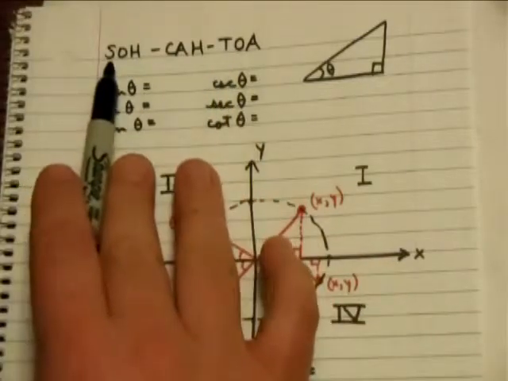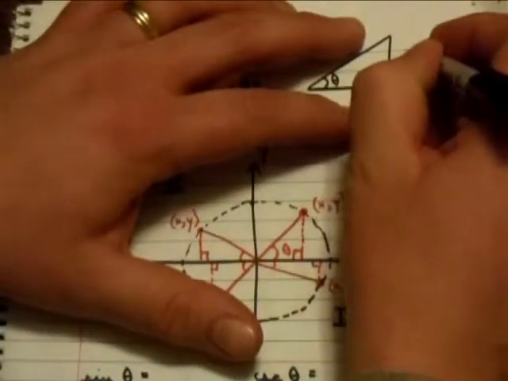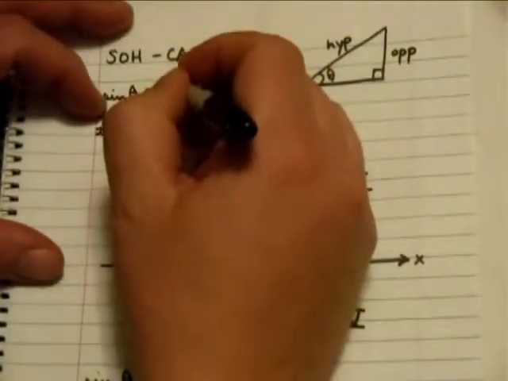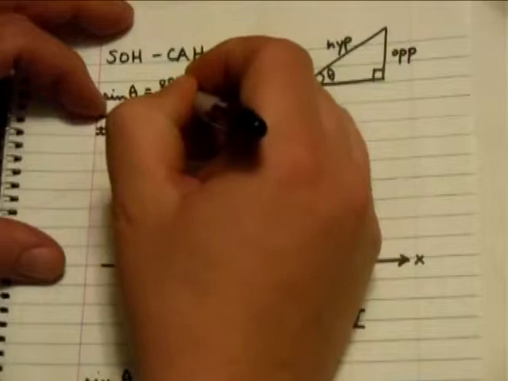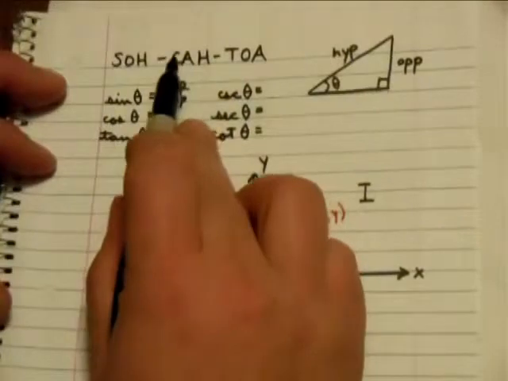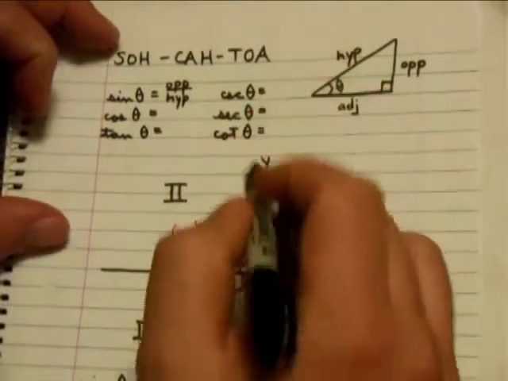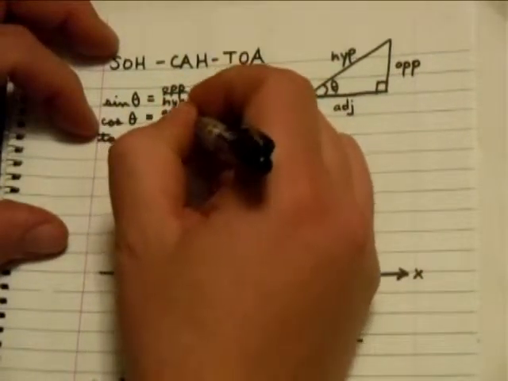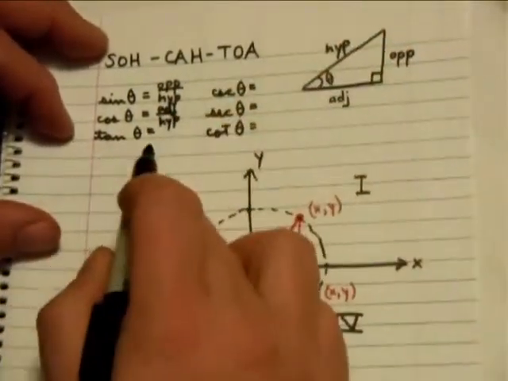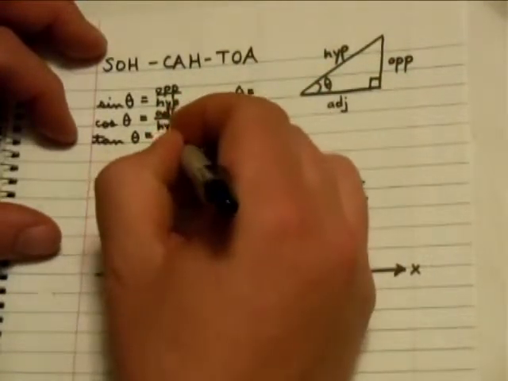Anyway, what it stands for is that the sine function is the opposite side of the angle over the hypotenuse. So it's the ratio of the opposite side to the hypotenuse. That's the SOH part. Cosine is the adjacent side of the triangle in ratio with the hypotenuse, so adjacent over hypotenuse. And TOA is that the tangent of the angle is equal to the opposite over the adjacent.